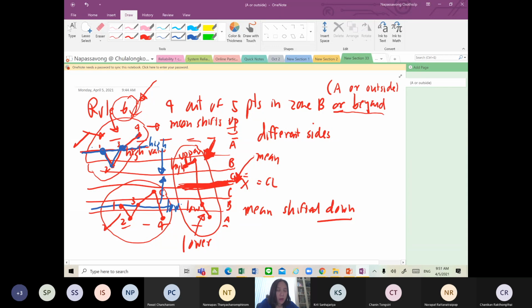So that means if you see 4 points consecutively in zone B or beyond, but those 4 points are on different sides of the control chart, it doesn't violate this rule. This rule is applied only in the case where those 4 out of 5 points are on the same side of the control chart only. Does it make sense?